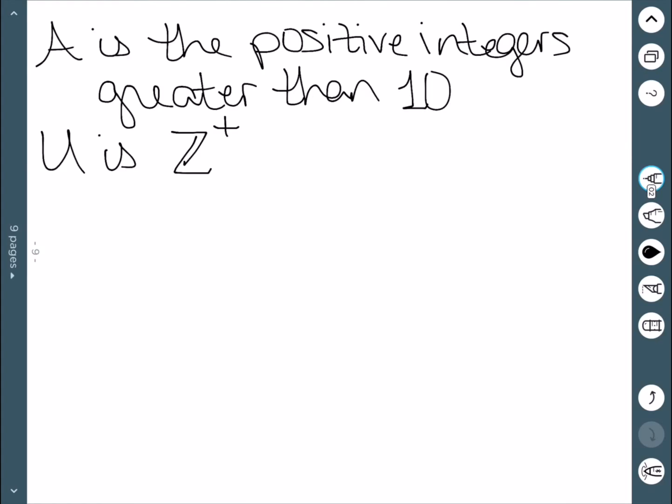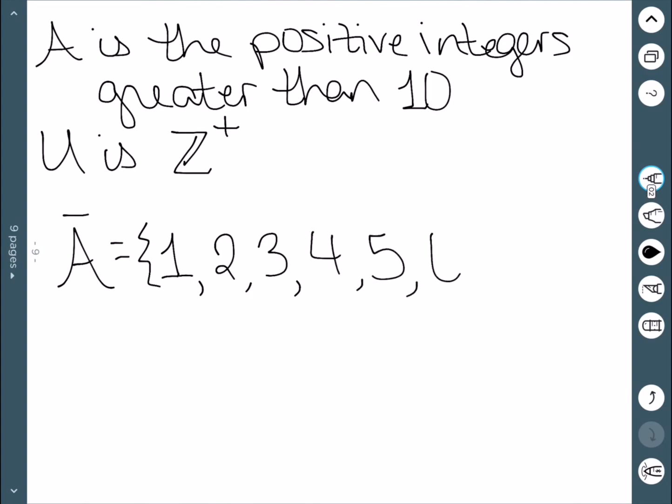As an example, we're going to let A be the set of all positive integers that are greater than 10, and U will be positive integers. Then A complement is everything that's in U that's not in A, which would be all of the positive integers that are less than or equal to 10: 1, 2, 3, 4, 5, 6, 7, 8, 9, and 10.